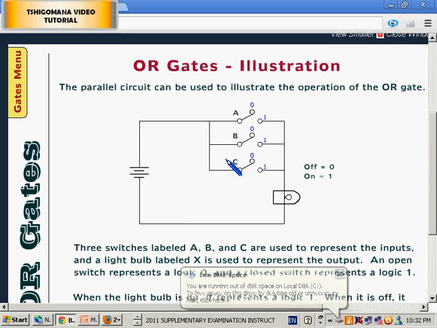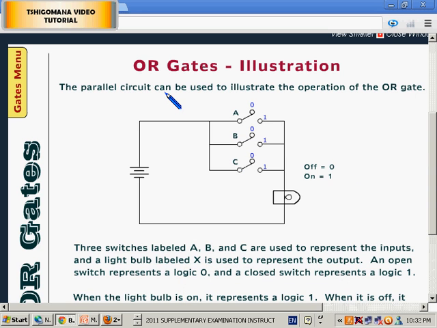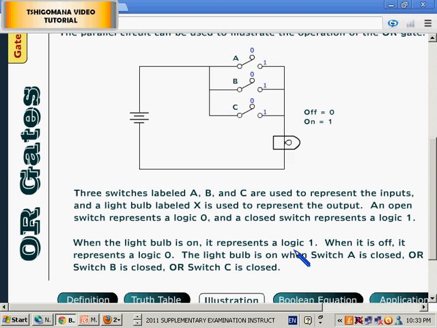With the illustration, we are going to use a parallel circuit to illustrate this concept. If you can just check here, 3 switches labeled A, B and C are used to represent the inputs, and a light bulb labeled X is used to represent the output. An open switch represents a logic 0 and a closed switch represents a logic 1. When the light bulb is on, it represents a logic 1. When it is off, it represents a logic 0.